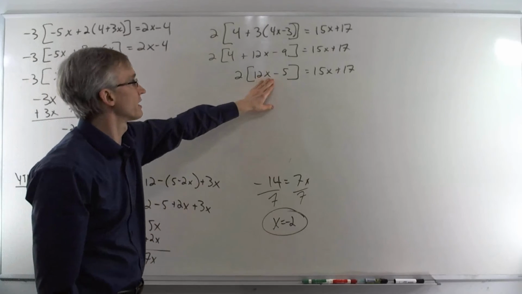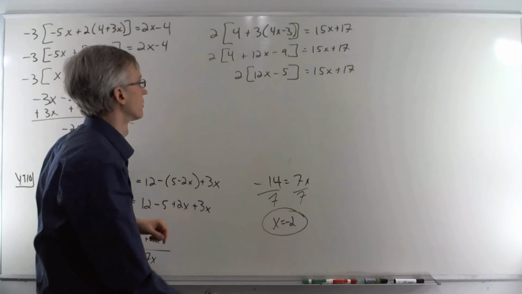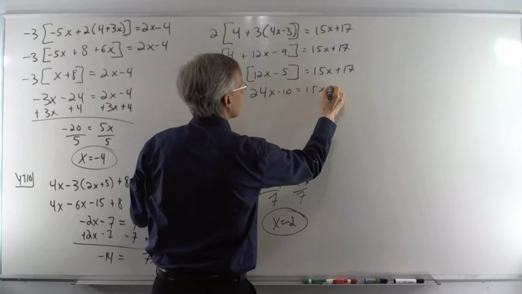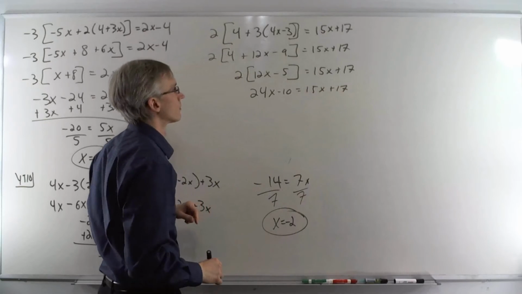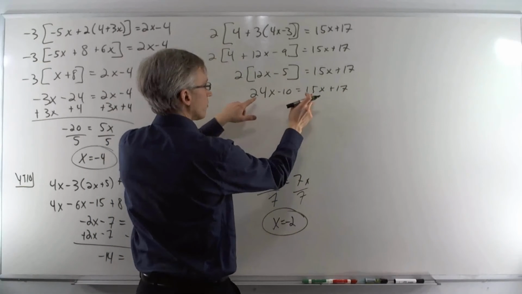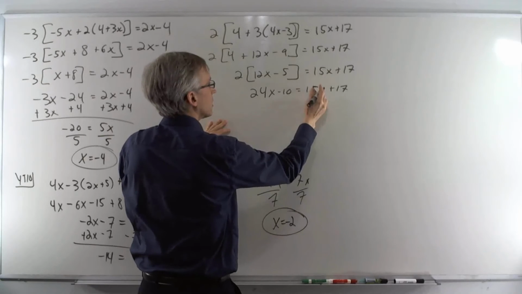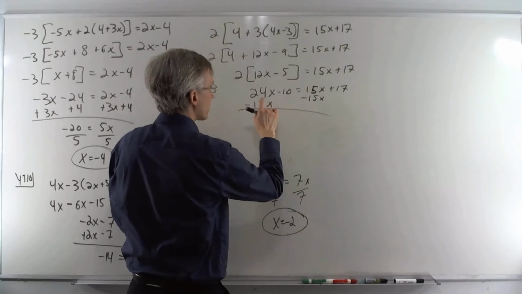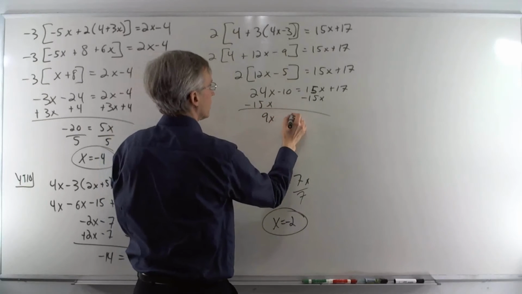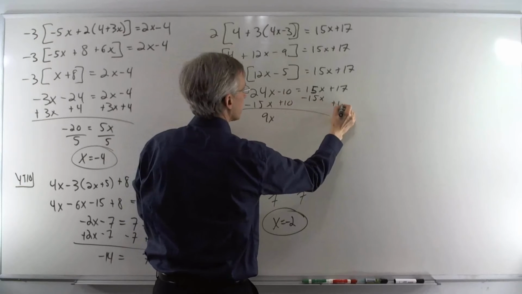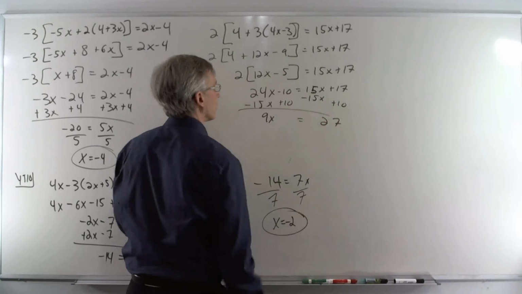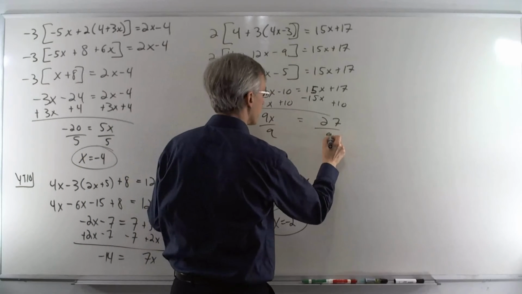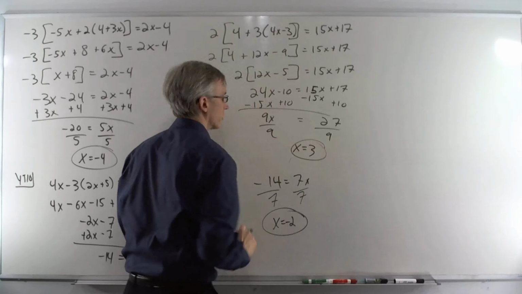Now that we have it fully simplified inside the parentheses, now let's distribute in. 24x minus 10 equals 15x plus 17. All right, now we've got two positive x terms. So I'm going to subtract the smaller of the two. Now it'll give us a positive x term over here. So 9x, and then we'll add 10 to both sides. 9x equals 27. Divide by 9 on both sides, and x equals 3.